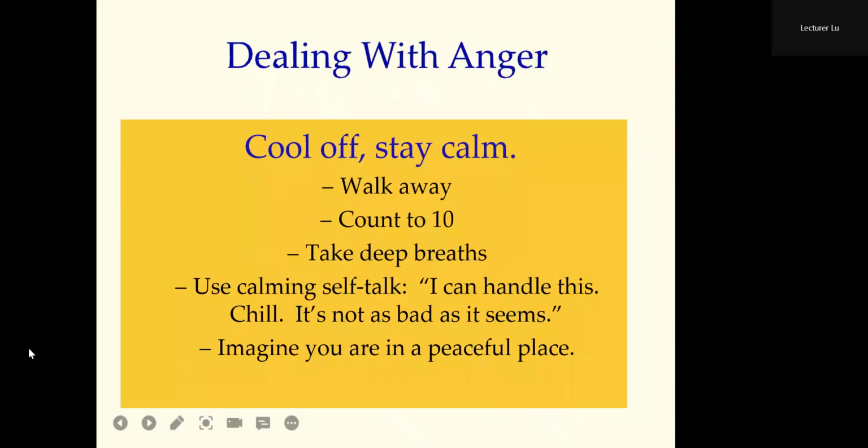So how to deal with the anger exactly? First, stay calm. There are many tricks to help you stay calm. First is to walk away, to keep a distance from the situation that will make you feel anger. Another is to count to 10 and take a deep breath.